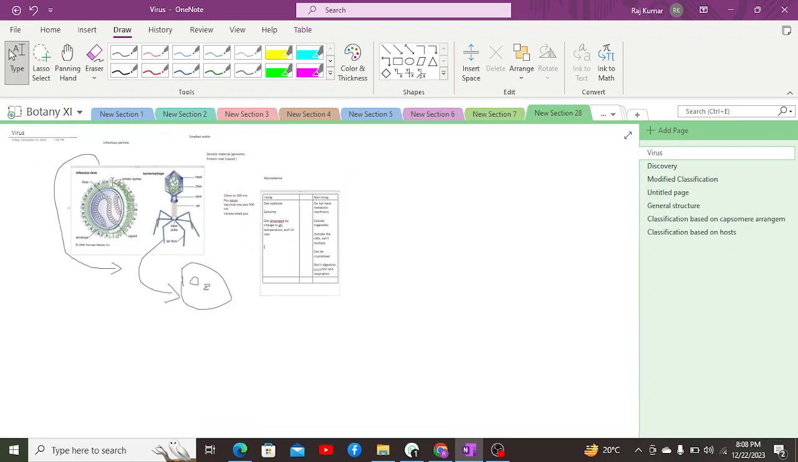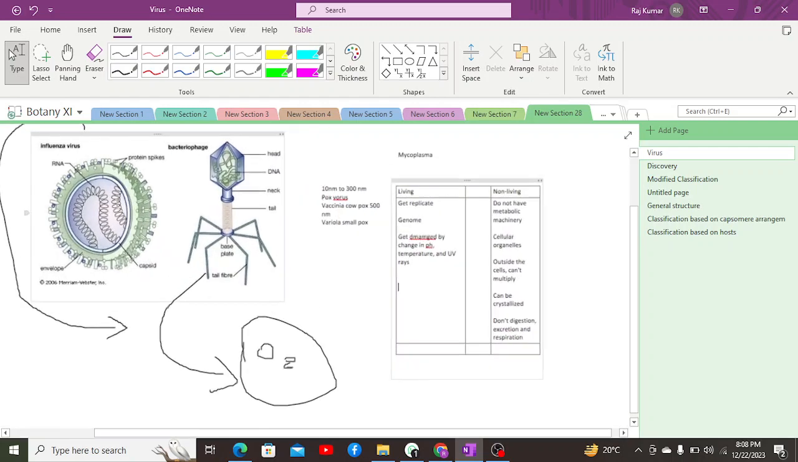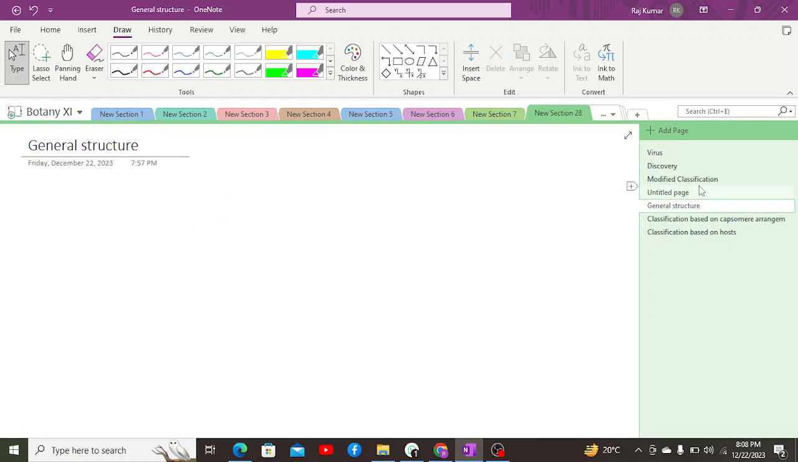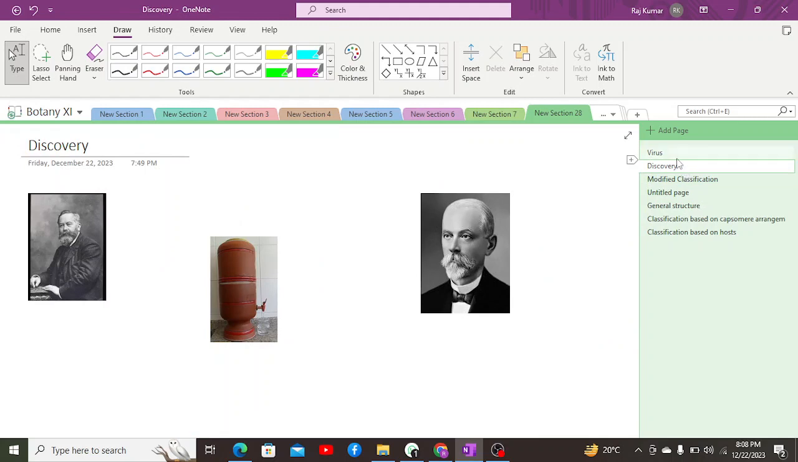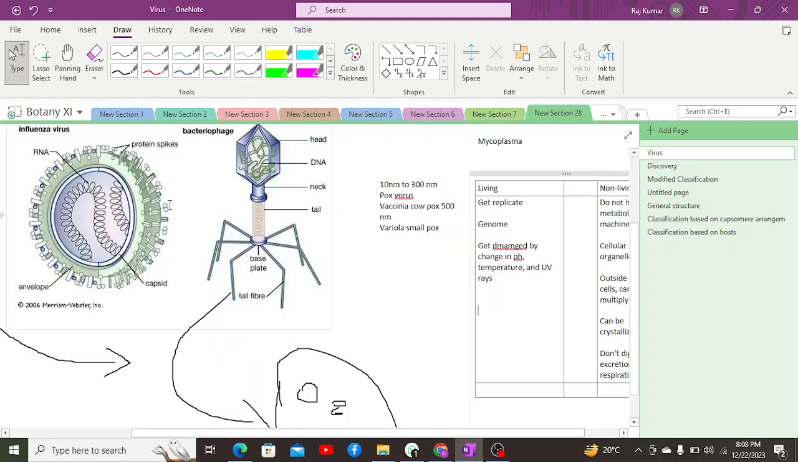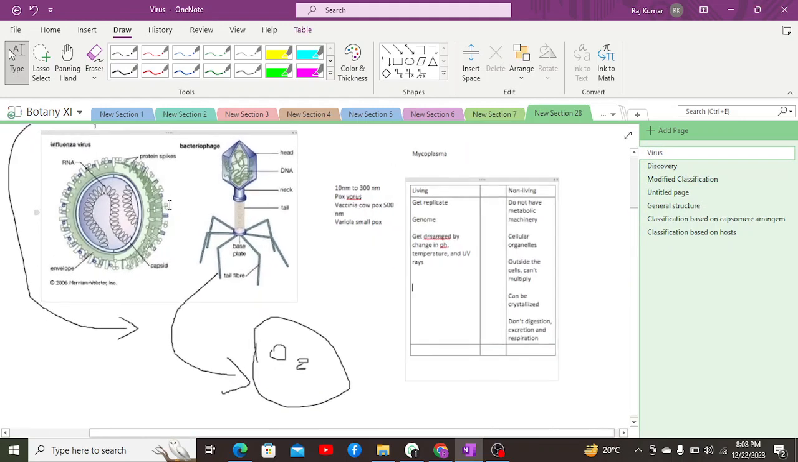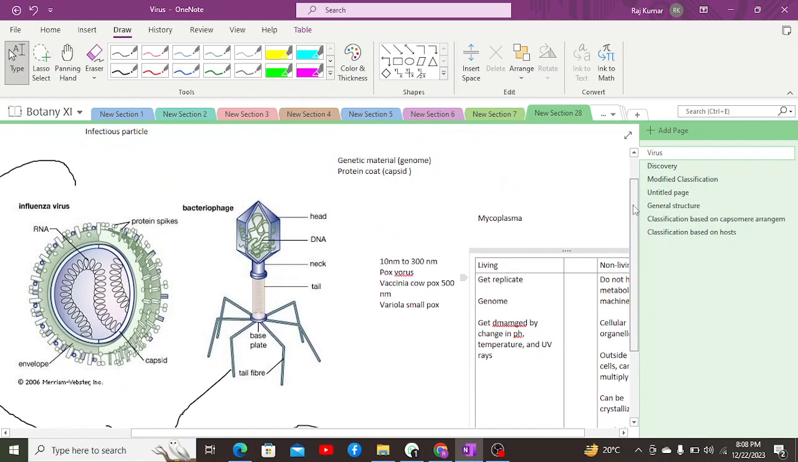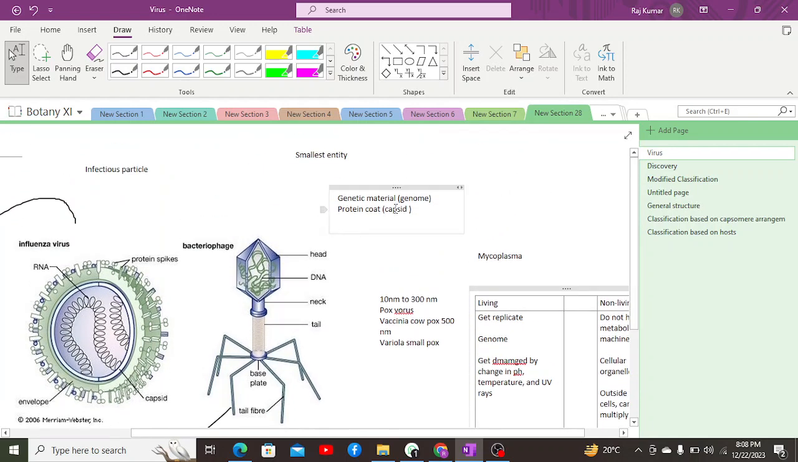Now coming to our next part, which is the general structure. The general structure of a virus: basically, a virus is made up of two major parts. The first major part includes the genetic material, the genome, which is also known as the inner core. And the outer part is known as the covering part, which is the protein coat, known as the capsid.